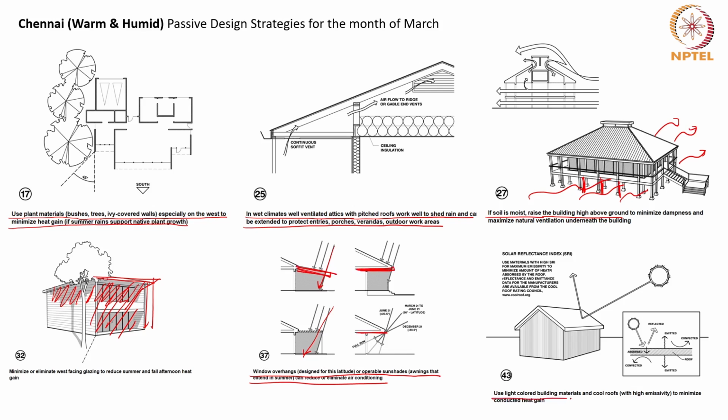Use light colored building materials and cool roofs with high emissivity to minimize conducted heat gain, as cool roofs will reflect the solar radiation back, preventing it to be absorbed by the roof material.